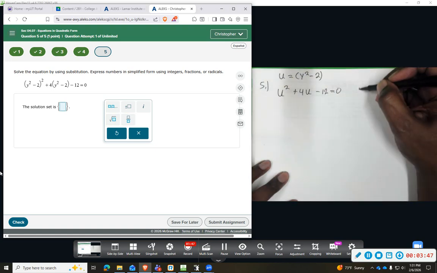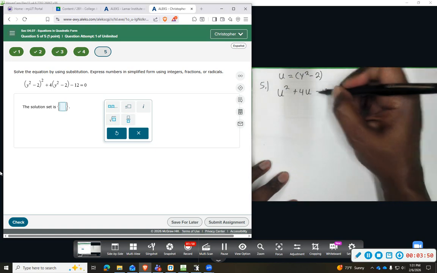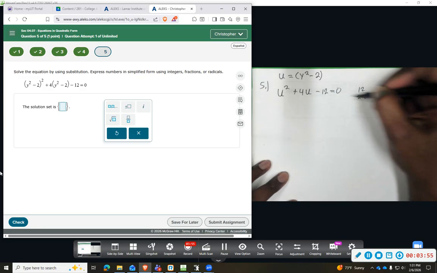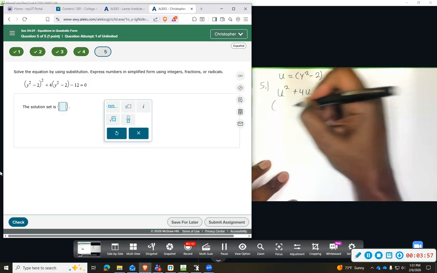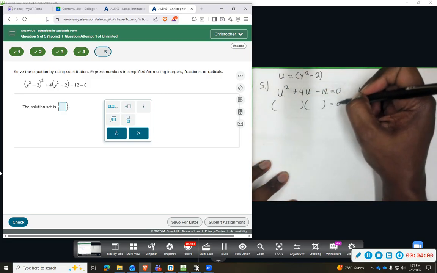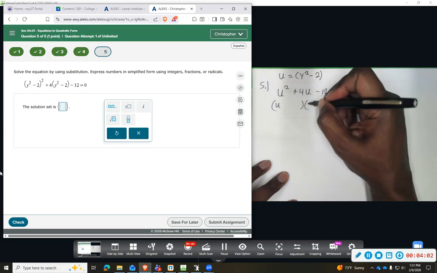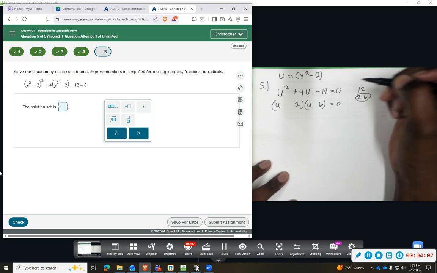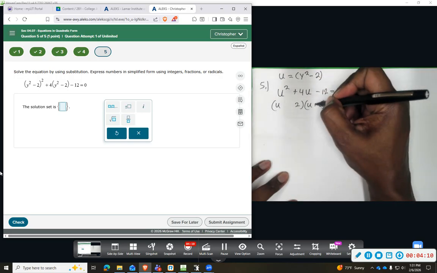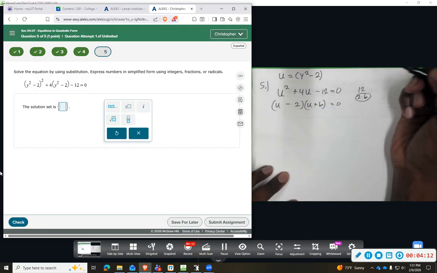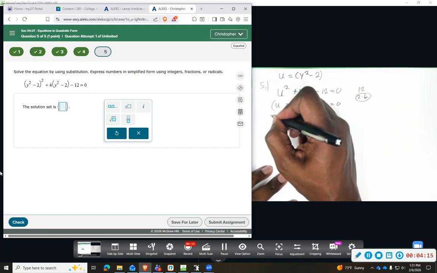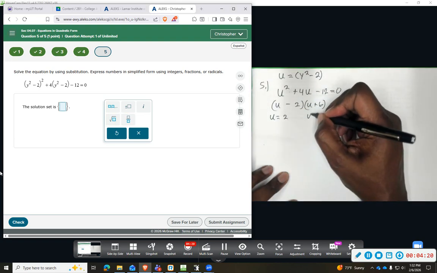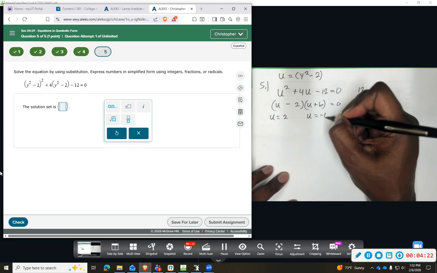1 times 12 is 12. Factors of 12 that subtract and give me 4. I'm going to look ahead, are 2 times 6. So it will factor. Separate the u. Add the 2 and the 6. Bigger number is positive. They're different, so this is going to be negative. Set it equal to 0. We get u equals 2. Add 6, we get subtract 6 equals -6.